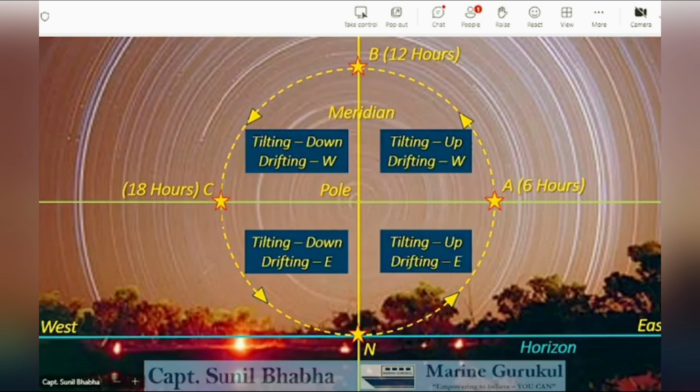Okay, sir. And sir, this relative motion of the star N, A, B, C, this is due to rotation of Earth. Yes, that's correct, beta. This is due to the rotation of the Earth. The star is not moving on the celestial sphere, but it appears to be moving to us because the Earth is rotating on its axis.